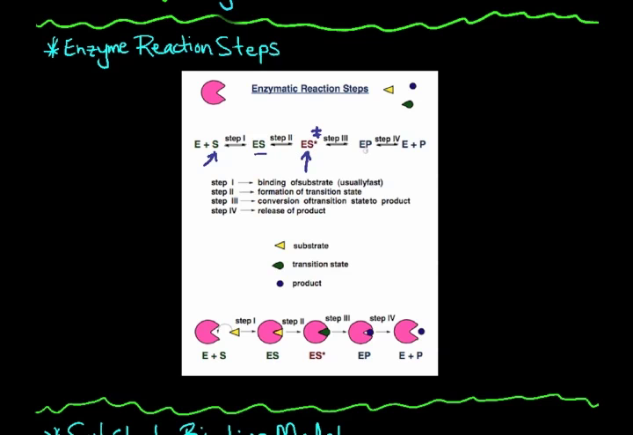Okay, so then product is made, and then step 4, of course, you have to release that product from the enzyme. Now that seems maybe kind of trivial, but it's really not, because for an enzyme to be a catalyst, one of the characteristics of a catalyst is that it has to be regenerated. So the product has to come off of the enzyme so that the enzyme then can be returned to its original active state, and it can come back and bind more substrate and go through this reaction again.